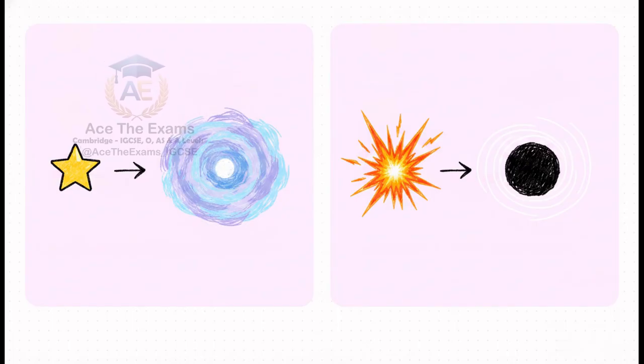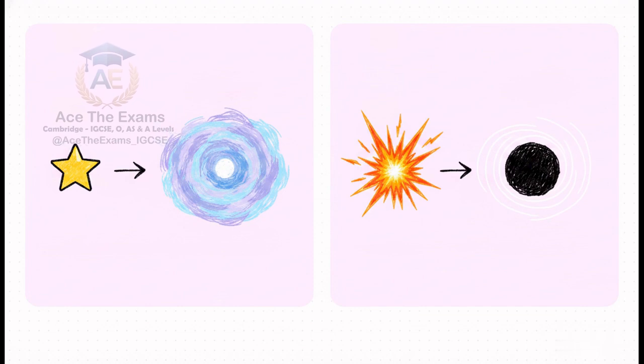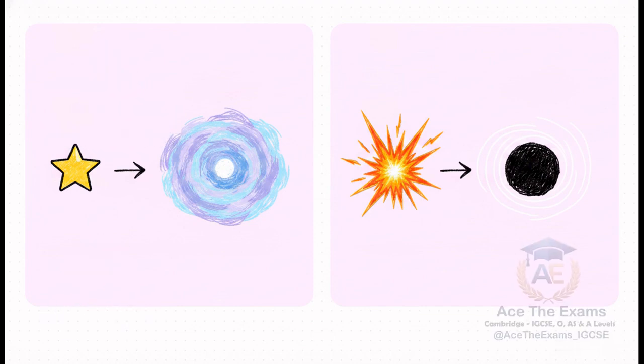What's left behind is either a rapidly spinning neutron star or, if the star was massive enough to begin with, a black hole, an object with gravity so intense that literally not even light can escape its grasp.